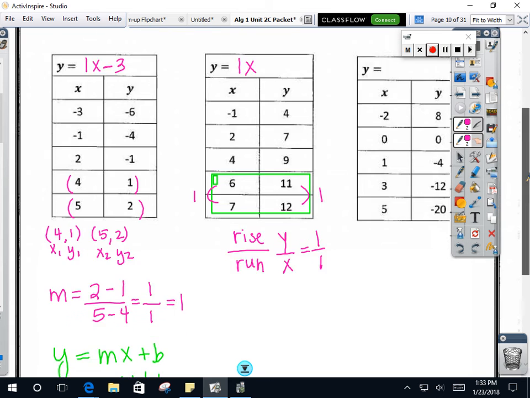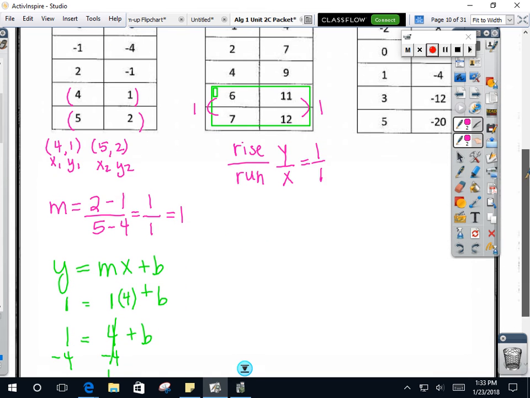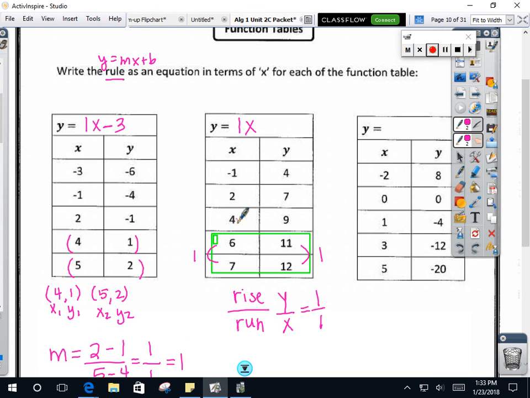Now to find the b, if you don't want to do it this way, you can fill in the missing components of the table till you get back to 0. This is 7, 6, so this would be 5, 4, 3, 2, 1, 0, right? But now we've got to fill in the missing y values. They're also going by 1, so 12, 11, 10, 9, 8, 7, 6, 5 is the one across from the 0, right? So it's a y-intercept of 5.